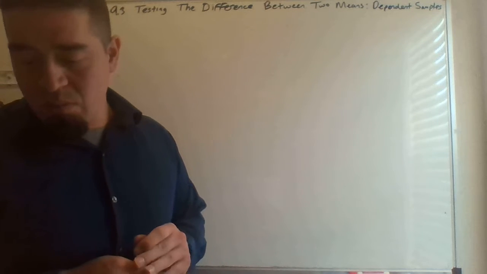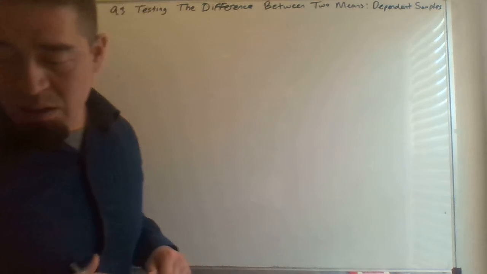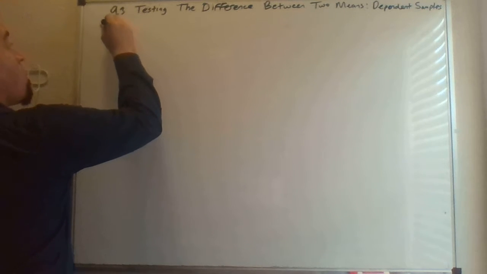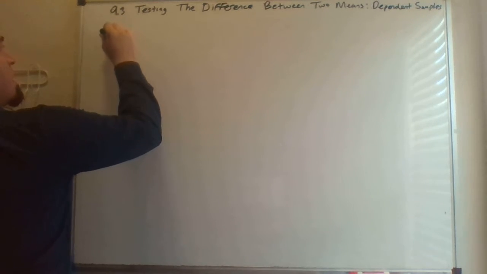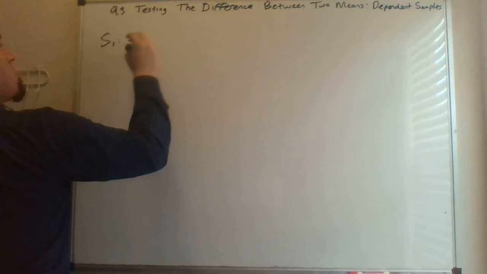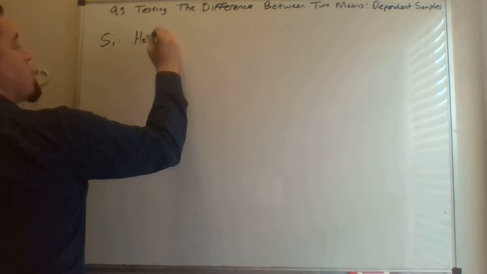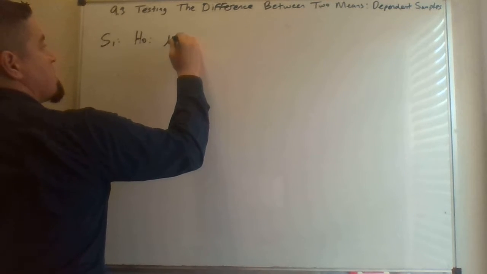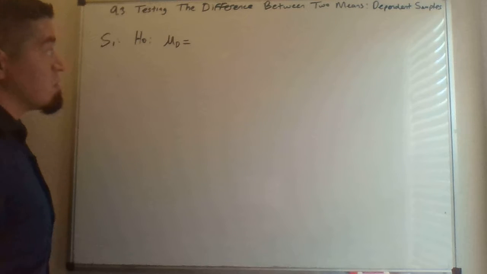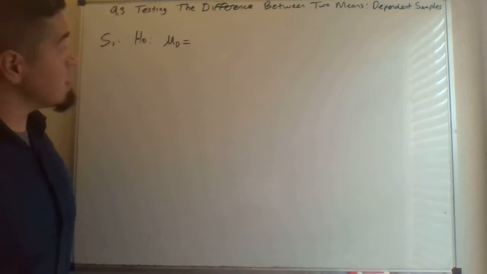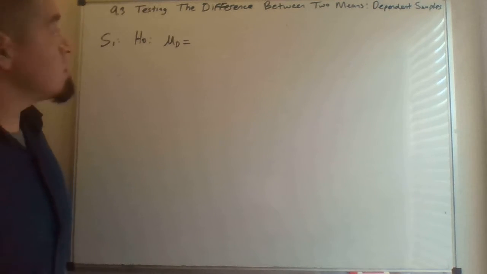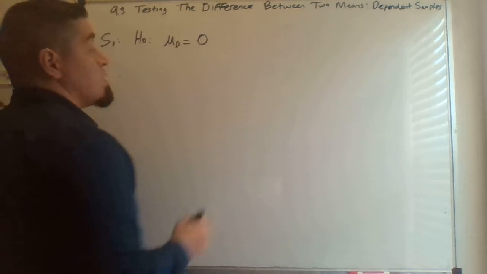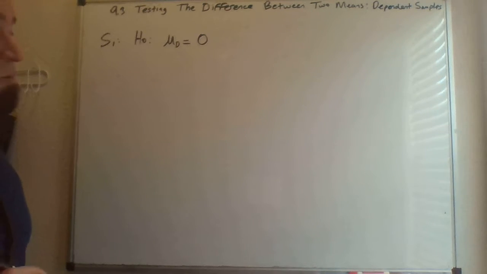So we will start and state our hypotheses, and that's our step 1, which will be the null, is that there is no mean difference. So you'll notice a slightly new terminology or symbol here, but that means the mean difference between the two means. So our null is that there is no difference between the two means. Okay, that's how we're going to write that.